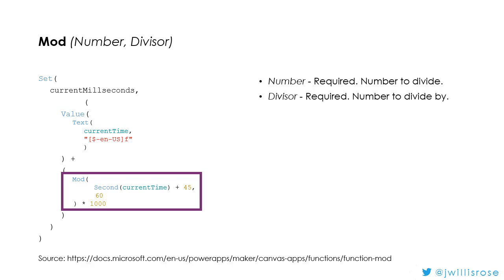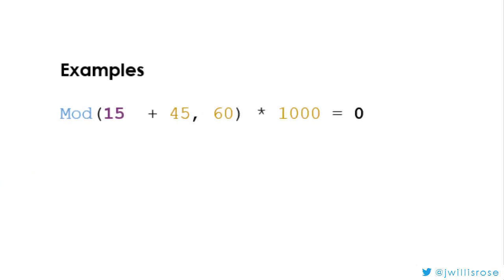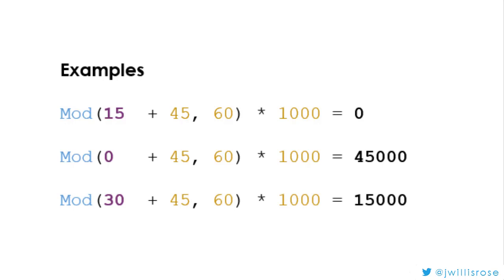Now we use the mod function. This returns only the remainder after the number is divided by the divisor. Then we multiply that number by 1,000 to get the milliseconds. So for example, if there were 15 seconds, then this formula will return 0 milliseconds. If there were 0 seconds, then this formula would return 45,000 milliseconds. And if there were 30 seconds, then there would be 15,000 milliseconds. And again, I will explain the plus 45 soon.